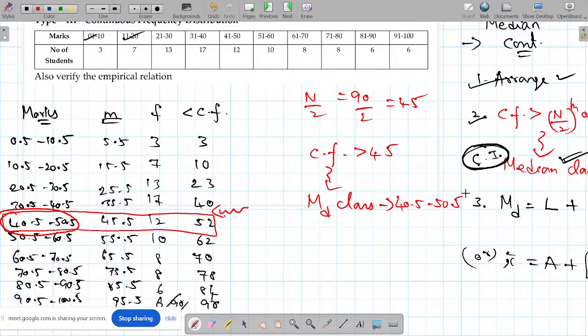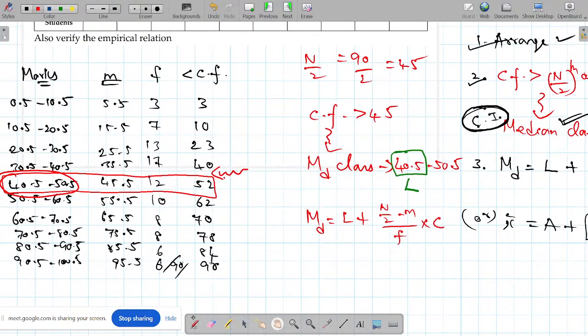Once you have chosen the median class, you will go for choosing the lower limit or lower boundary of this median class, and this is named as L. Now what's my formula? Yeah, please join. Median is equal to L plus n by 2 minus m divided by f into c, or h, or whatever it is. Now tell me, what is the L value? Yeah, please substitute. 40.5.